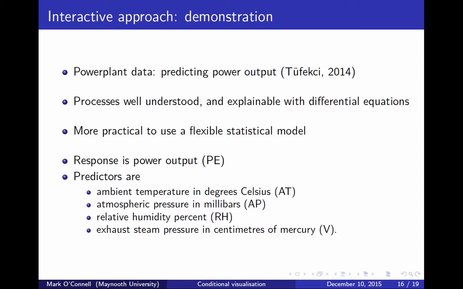Despite fitting these complex models, there is not a single visualization in the paper describing the fitted effects of a predictor. This is a case where the underlying processes are well understood, but involve difficult computation of differential equations in order to model them. So a flexible statistical model is preferred. The response is electrical power output, and the predictors mostly relate to the environment of the power plant. There are just under 10,000 observations in this dataset.